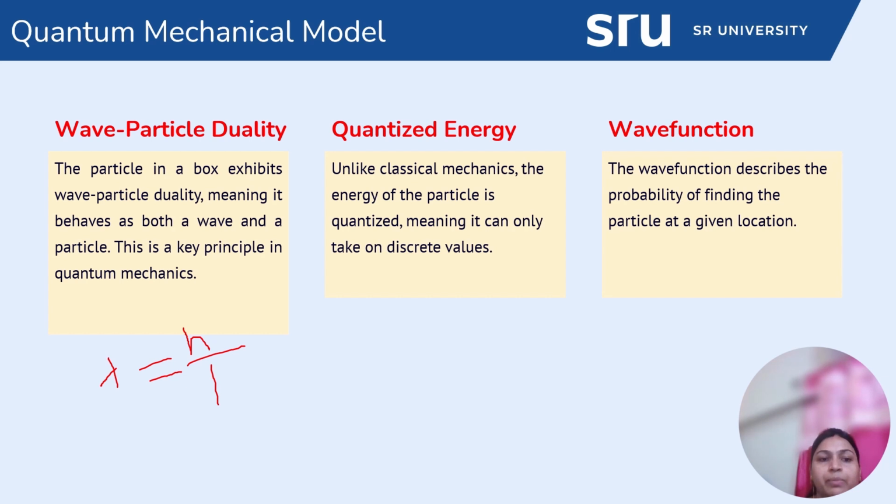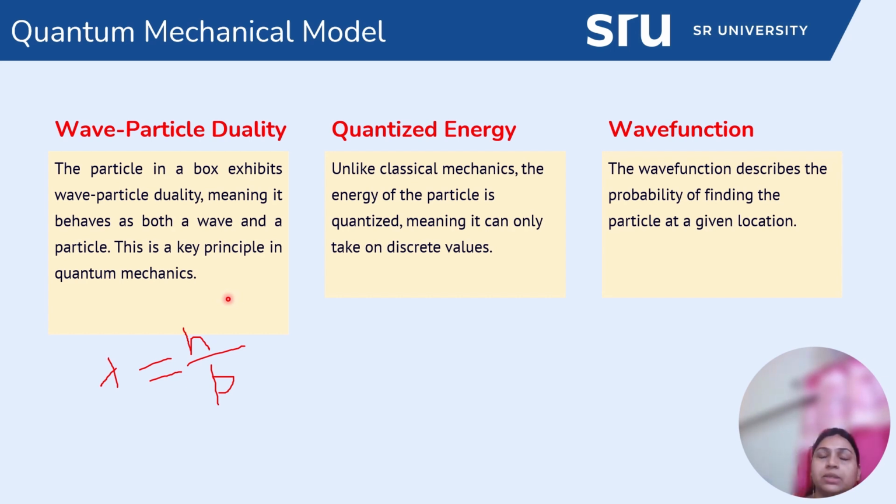So in brief, wave-particle duality basically describes that a particle in a box exhibits wave-particle duality, meaning it behaves as both a wave and a particle. This is a key principle in quantum mechanics. And next is the quantized energy.